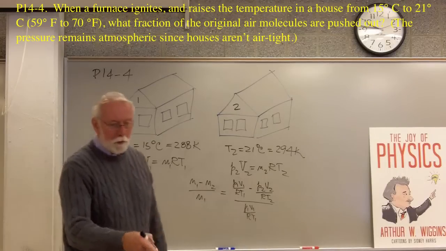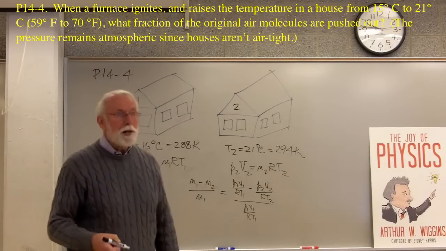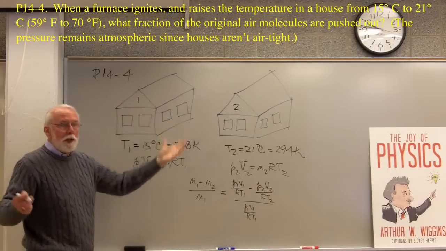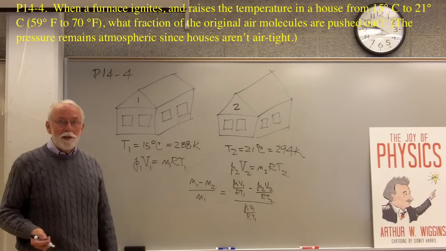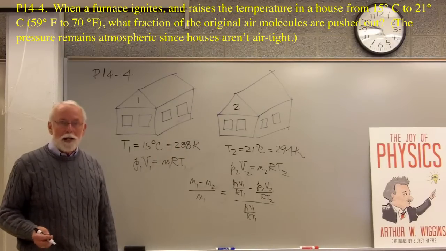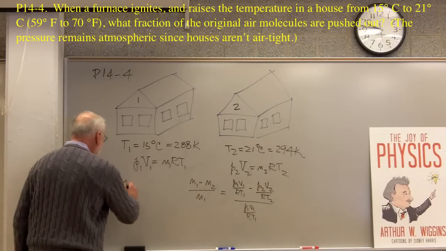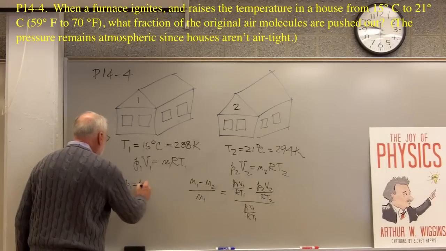Well, the problem tells you one of them. It says the pressure remains atmospheric. That is, the atmospheric pressure is still the same. It didn't change when you turned your furnace on, right? Your furnace didn't affect the overall atmospheric pressure. No, not at all. It affected the temperature inside the house. That's it. So then what that tells us from the problem statement is P1 is equal to P2.